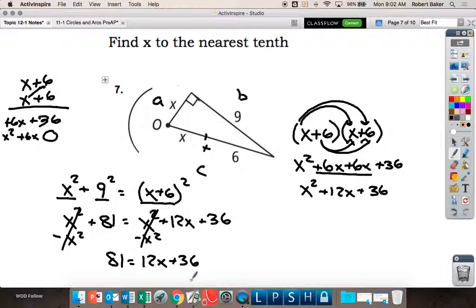Move all your numbers to the same side and divide by the number next to the coefficient. So 81, 12x, and 36. We need to subtract 36 from both sides. Which gives you 45. Pretty sure. Is it 45? So 81 minus 36 is 45. 36 cancel, and you're left with 12x. Now we have to divide both sides by 12.